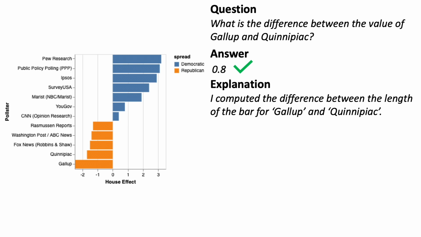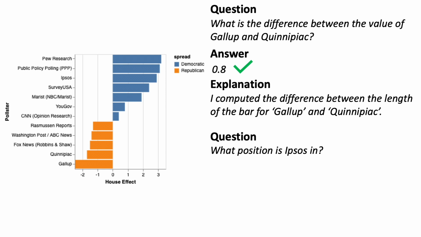This explanation shows that it applied the difference operation on the length of the two bars, which encode the size of the house effects. Based on the explanation, one can see that the system correctly interpreted the question and performed correct operations to obtain the answer, and infer that the answer is correct.